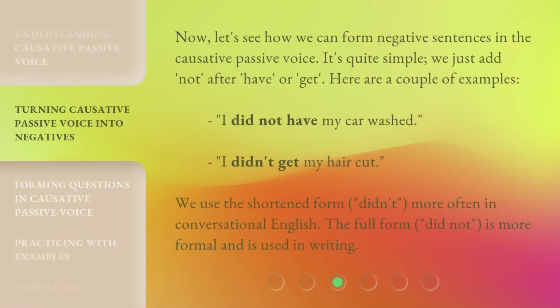Now, let's see how we can form negative sentences in the causative passive voice. It's quite simple. We just add not after have or get. Here are a couple of examples. I did not have my car washed. I didn't get my hair cut. We use the shortened form, didn't, more often in conversational English. The full form, did not, is more formal and is used in writing.